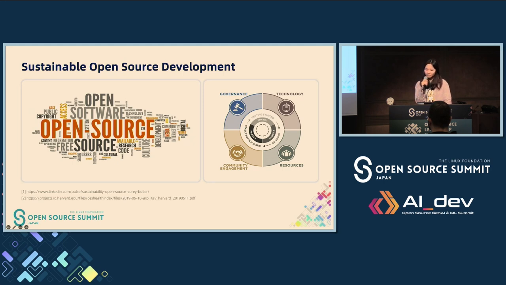So it's very essential to implement effective models to support contributors, to support sustainable open source development, especially from the OSPO's perspective. We need to support beyond just code or technology. We also need to look into the overall project governance, community engagement, and some necessary resources.